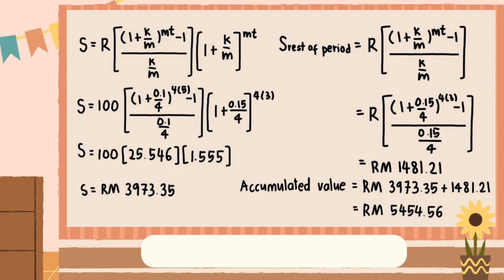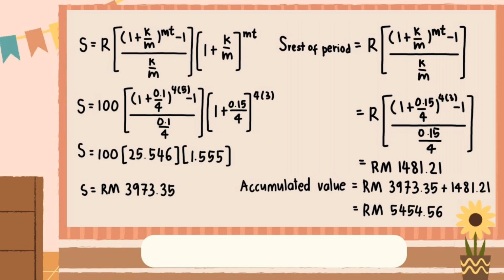So we need to calculate the accumulated value for the rest of the period, which is R multiplied by open bracket 1 plus K per M to the power of M multiplied by T, minus 1, divided by K per M. Then we get 100 multiplied by open bracket 1 plus 0.15 per 4 to the power of 4 multiplied by 3, minus 1, divided by 0.15 per 4. Using the calculator, we will get RM 1481.21 after we add the amount for the first 5 years.